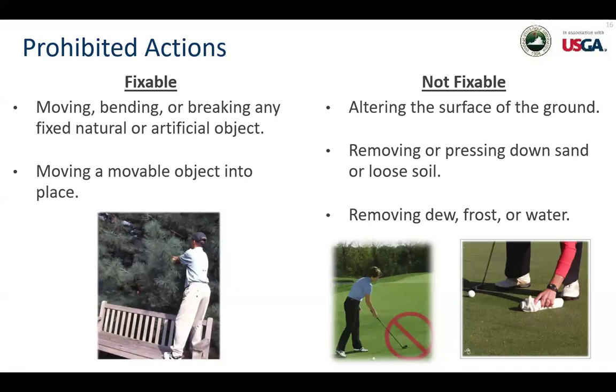And then if you were to move a movable object into place, in that picture we have a player standing on a bench. In this case, that player had a ball in a tree. There's a bench nearby, and the player moves it into position in order to stand on it and make that next stroke. Well, we know that we cannot do that. However, if that player were to move the bench out of the way before making that stroke, there would be no penalty, and the player would just have to determine what action to take, whether to take an unplayable or try to play it without the bench there.